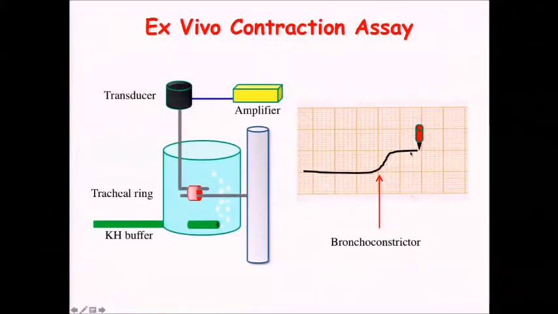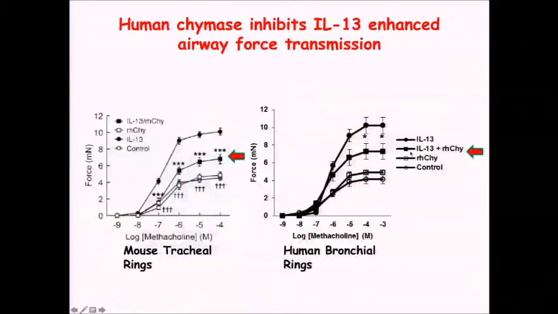And so using that approach, we could show, as expected, that if we hang these rings and incubate them with cytokines that are known to contribute to asthma, so here we used IL-13, but the same thing's true if we use IL-17 or TNF, there's nothing special about IL-13, we get a big increase in the amount of force that we can generate with these rings. And if we incubate those rings with either the mouse protease or, as shown here, recombinant human chymase, we dramatically inhibit the amount of force that we can generate from these tracheas.